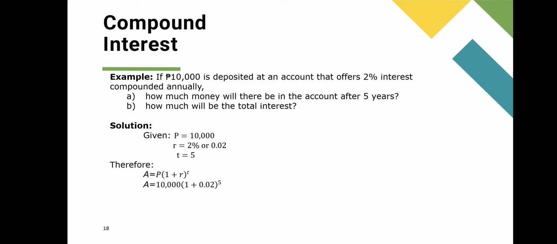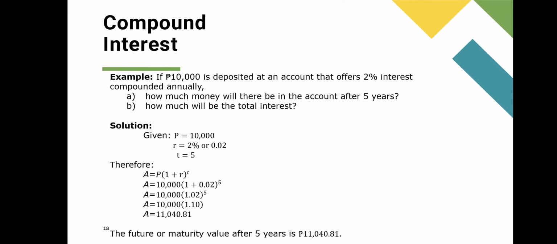So that is 10,000 times 1.02 raised to 5. That will give you 10,000 times 1.10, or that is 11,040 pesos and 81 centavos. So therefore, the future or maturity value after 5 years is 11,040 pesos and 81 cents.